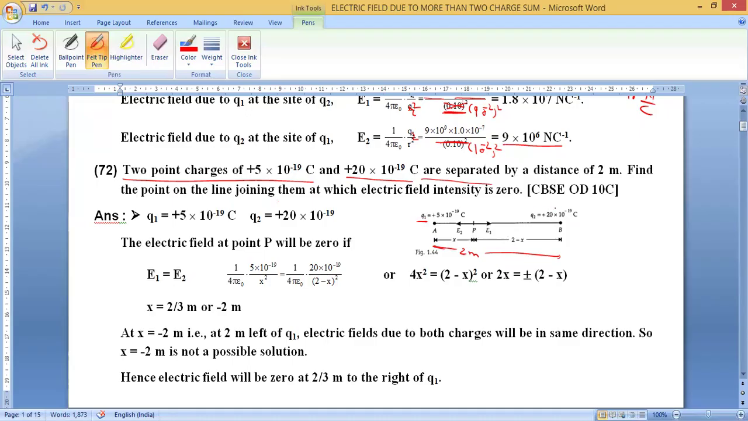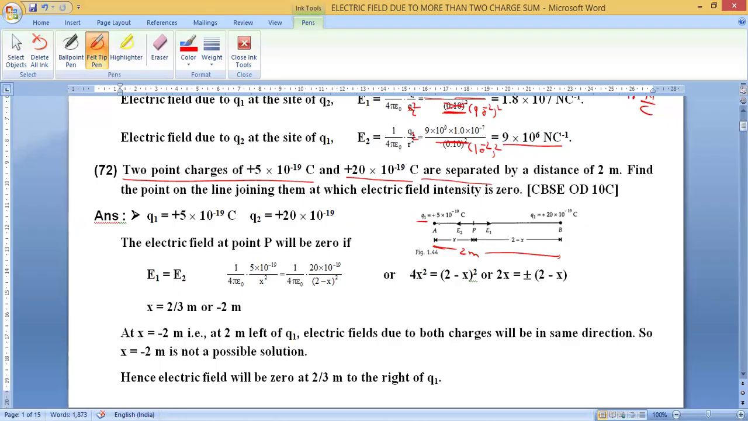Both charges are similar, like charge. Then the resultant net electric field is always 0 at a point between the two charges. So here we take point P inside, between these two point charges. So we take the null point, point P, at a distance x from the Q1 and total distance 2. So it means 2 minus x distance from the B.